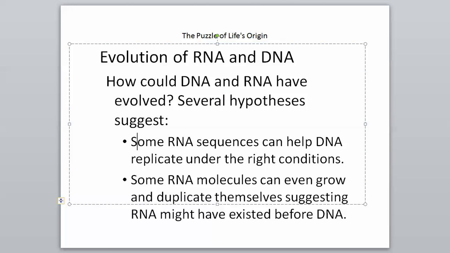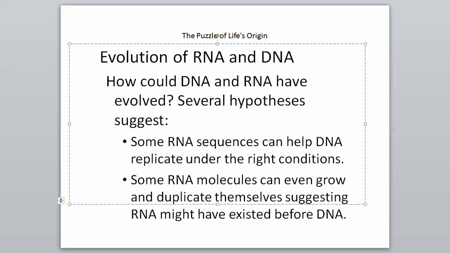So one hypothesis says that some RNA sequences can help DNA replicate under the right conditions, so maybe that would mean that RNA came first. And some RNA molecules can even grow and duplicate themselves, suggesting RNA might have existed before DNA. So there are some theories that RNA might have come first. However, we do not know.